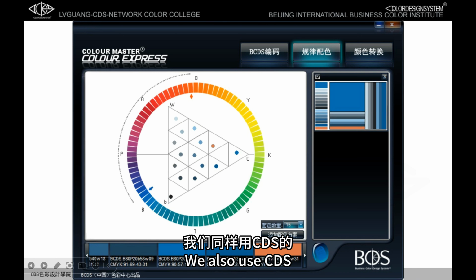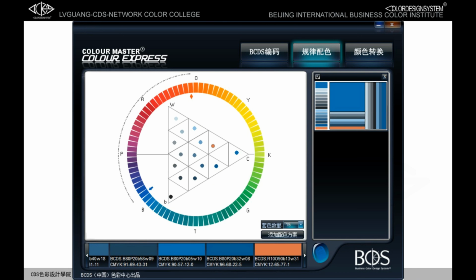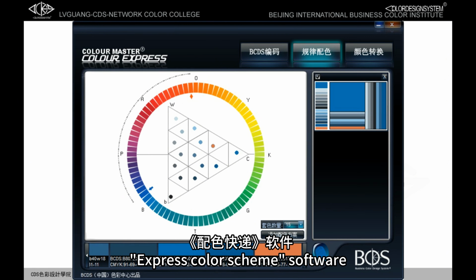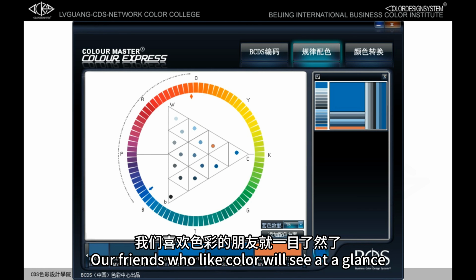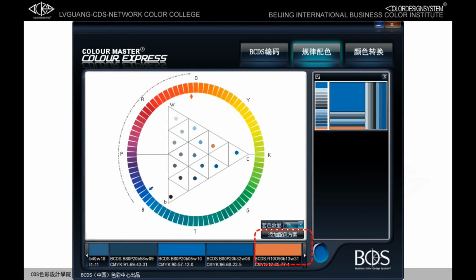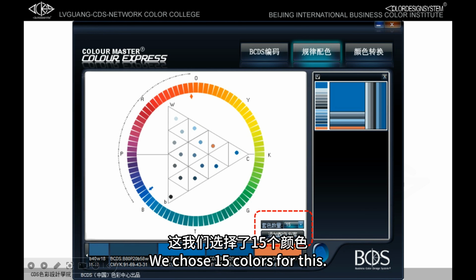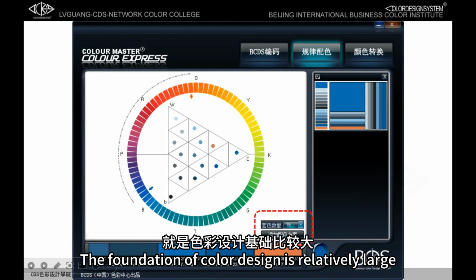We also use CDS Express Color Scheme software to do an objective quantitative analysis. Our friends who like color will see at a glance. We chose 15 colors for this.